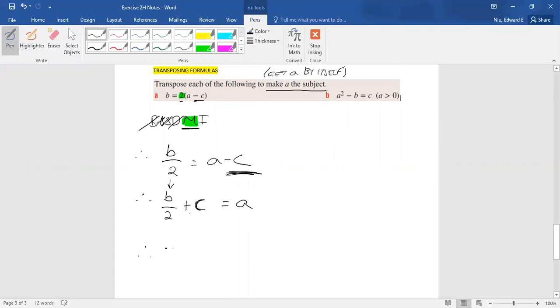So we can always rearrange it. The book will always put A on the left side, and we can say that's our final answer. Okay.